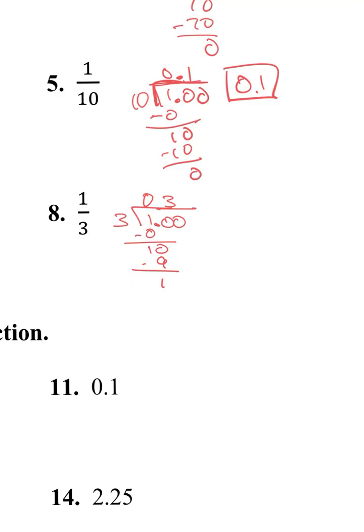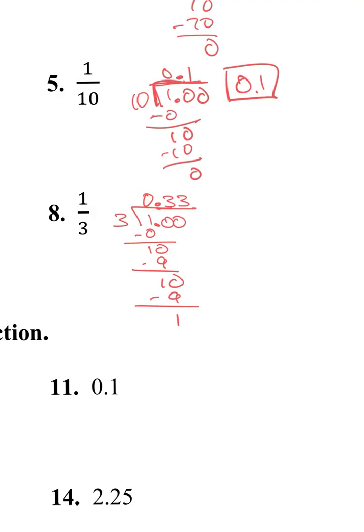Bring down another 0. 3 will go into 10 how many times? 3. 3 times 3, 9. Subtract those. I get 1. Do you guys see a pattern emerging here? So it's going to bring the decimal point up into our quotient. If you notice, it ends up 10 minus 9, 10 minus 9, 10 minus 9. So this is an example of a repeating decimal. And what digit is repeating? In this case, the 3 is repeating.